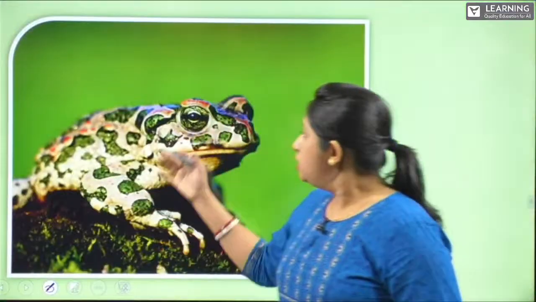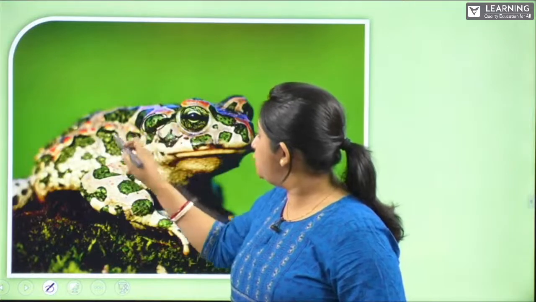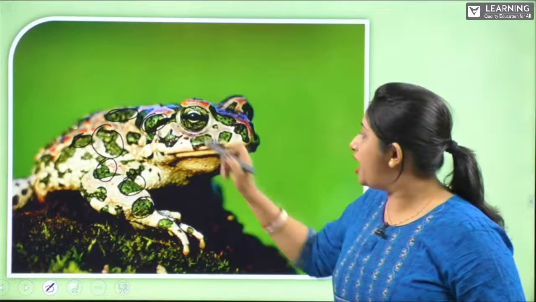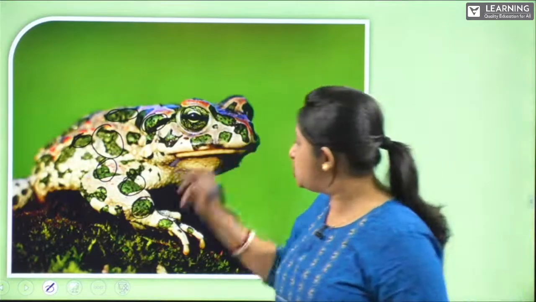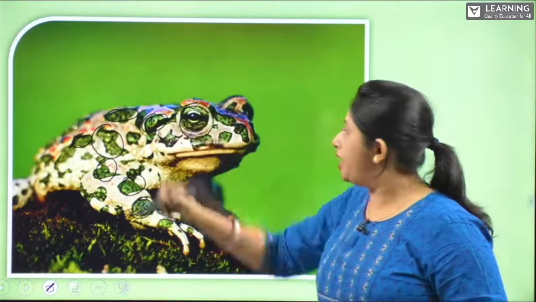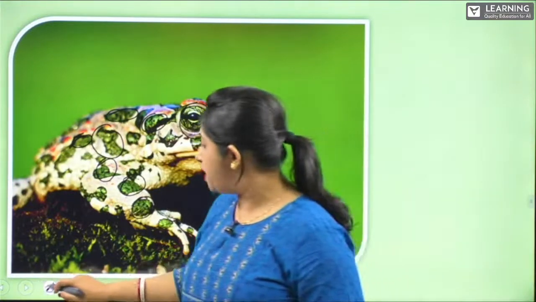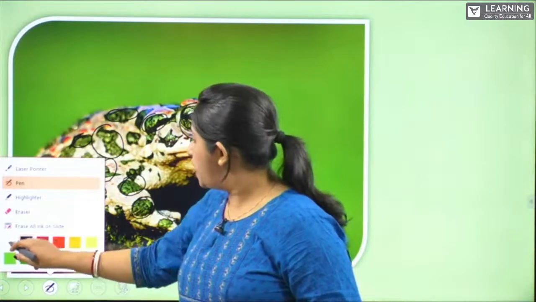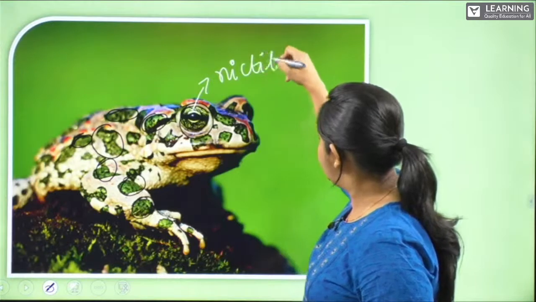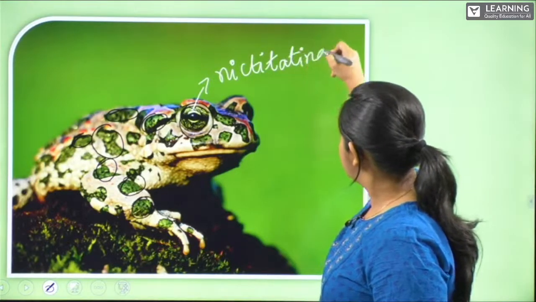So next, look into the picture. As you can see in this picture, the green dots are clearly visible, right? Olive green dots, isn't it? So this is how they have got the patches on their body. Again, you can see that the frog has got bulging eyes. As you can see in this picture, the bulging eyes are protected by a membrane that is known as the nictitating membrane.